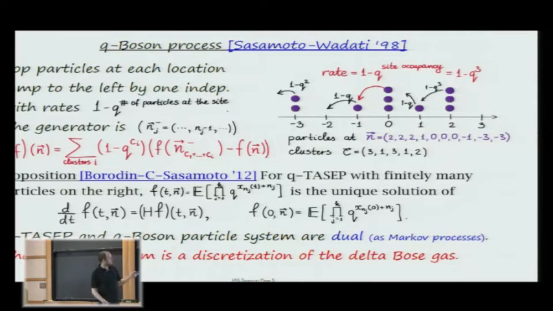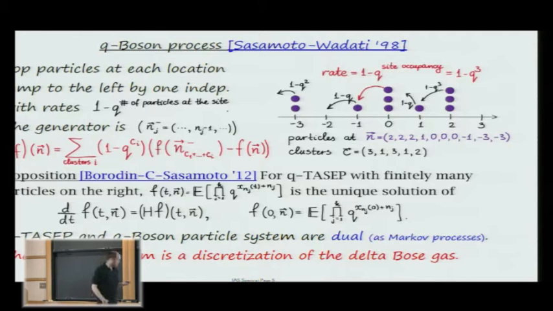So if you write this generator in terms of these coordinates, what you're really doing is summing over clusters, and then in each cluster you can decrease the last coordinate by 1, and you do so at a rate 1 minus q to the c. Okay? So how is this related now to the original system, to Q-TASEP?